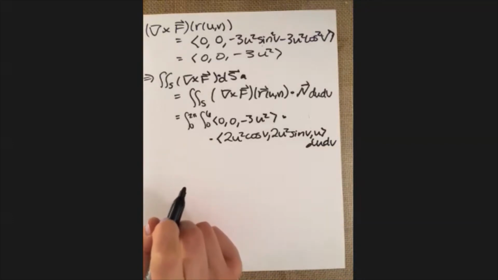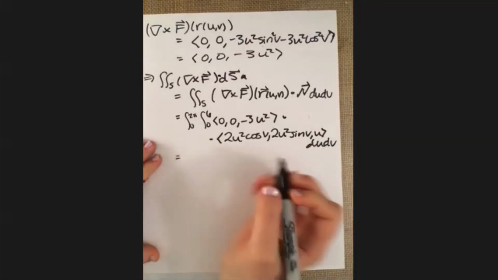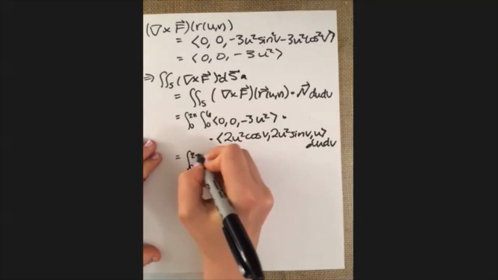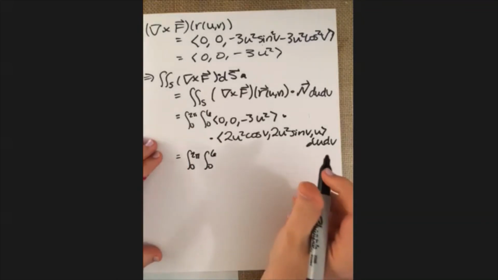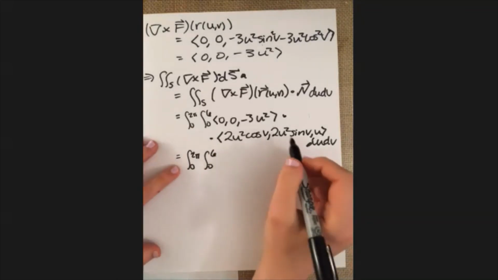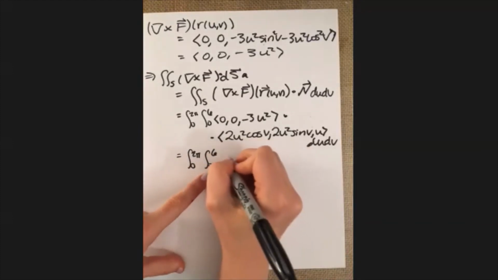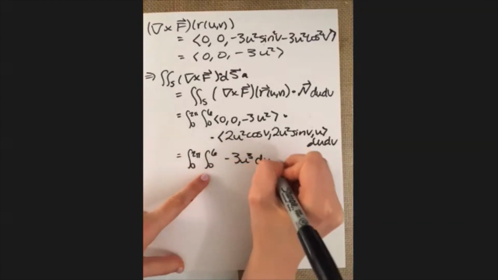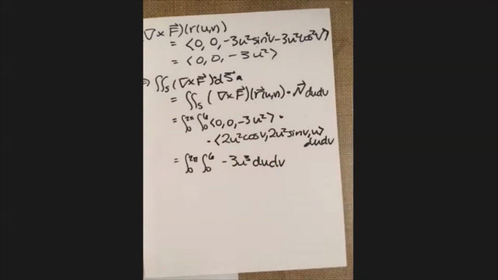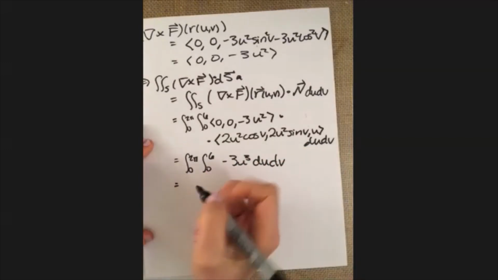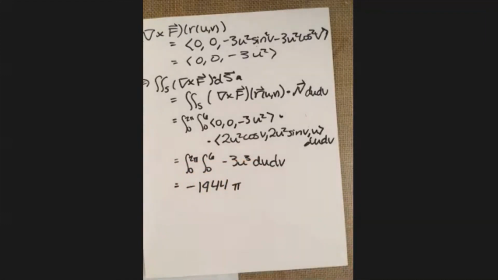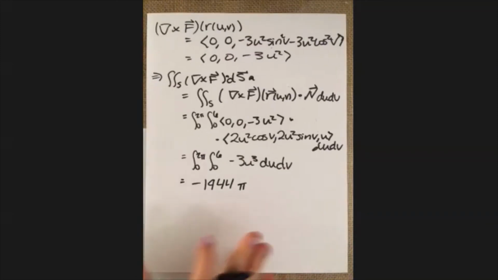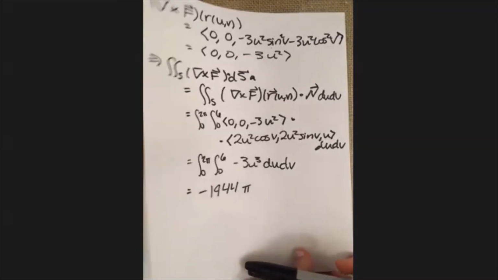Yeah, so what you get out of that is really just going to be the double integral from 0 to 2 pi, integral from 0 to 6, of negative 3u cubed du dv. And then at this point, this integral is really quite straightforward to compute, and what you ultimately wind up with is negative 1944 pi. So, okay, this is what we get from the left-hand side of Stokes' theorem. So now we just need to get the right-hand side and check to make sure that they do indeed agree with each other.